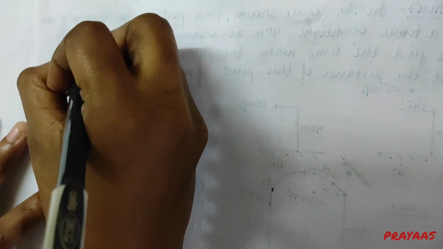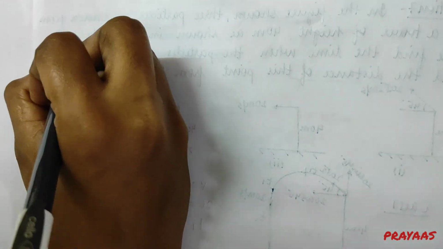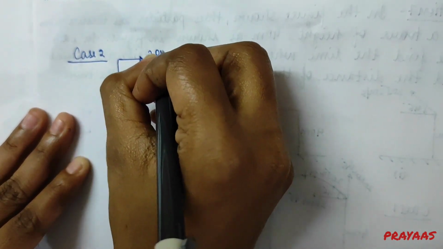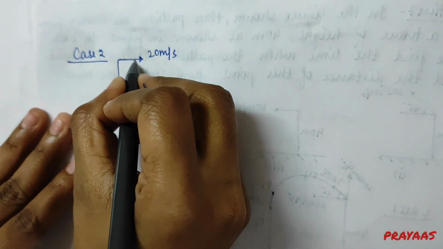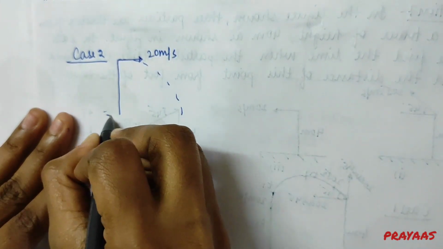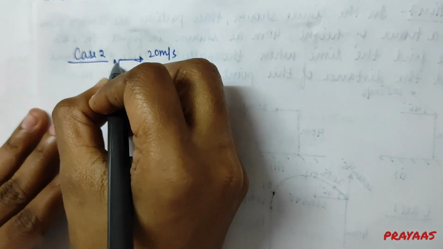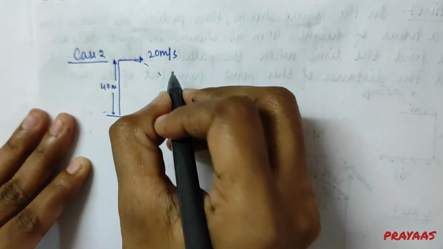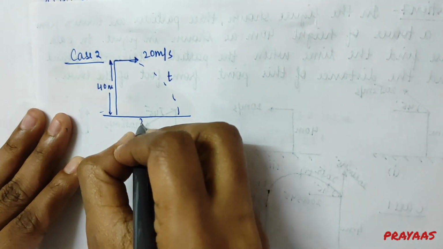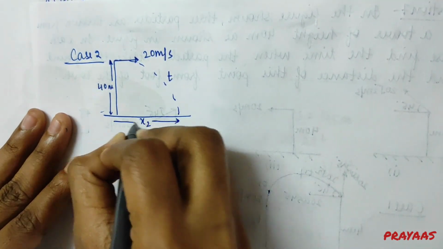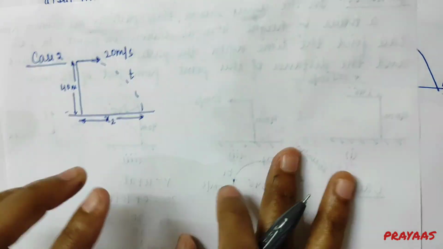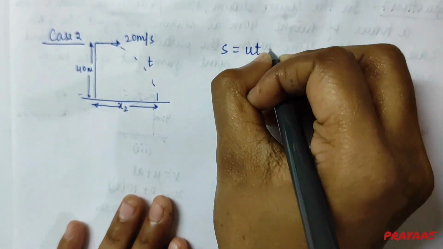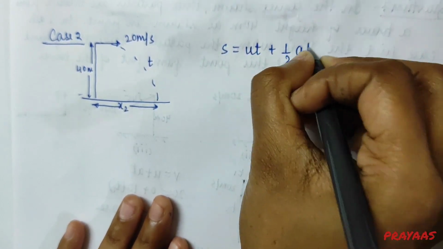Now taking case 2. In case 2 the particle will have a horizontal component of velocity initially, and the particle will have this kind of trajectory. The height of the star is 40 meter again. Total time of flight I am taking as t, and this distance as x2. So for this I am going to apply the second equation of motion, that is S equals ut plus half a t square.